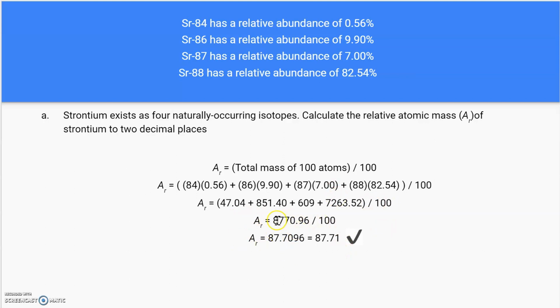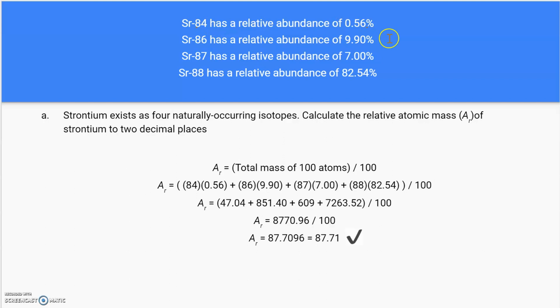So we do that. We take that total mass of 100 atoms that we found, we divide it by 100, and we get that the relative atomic mass of strontium is 87.7096, but the exercise says to 2 decimal places, so that just rounds up to 87.71.